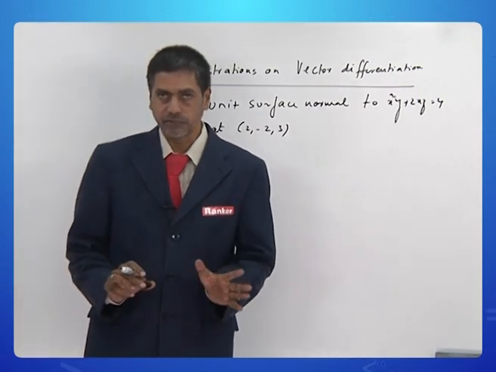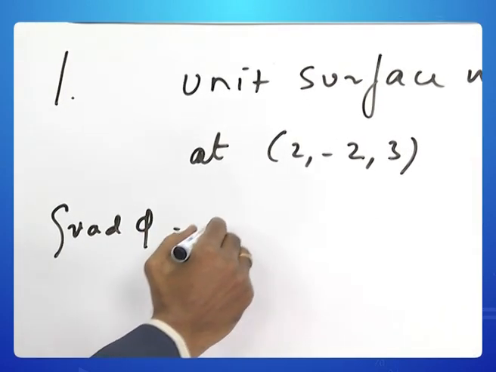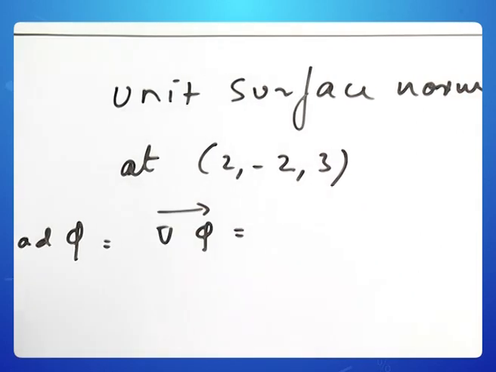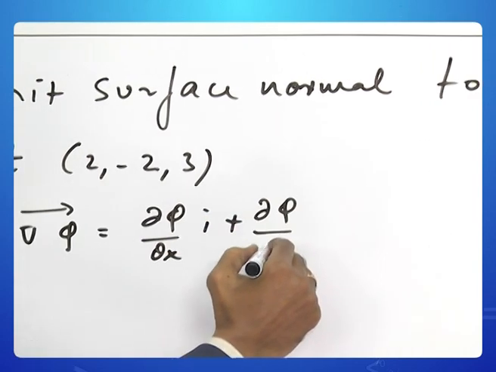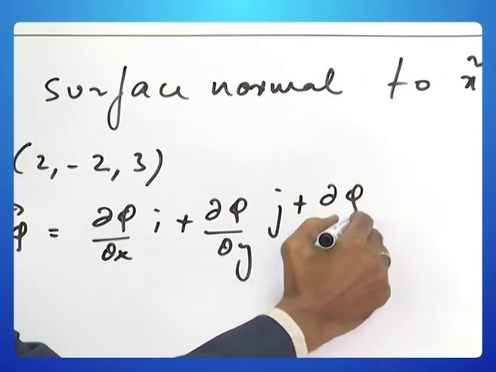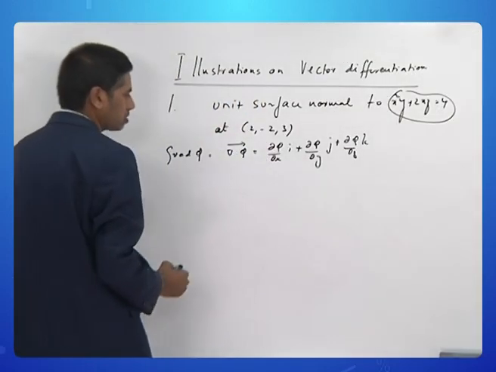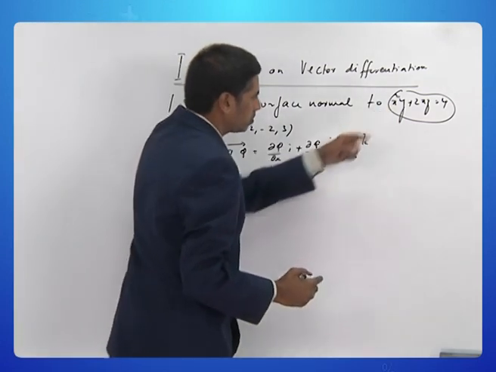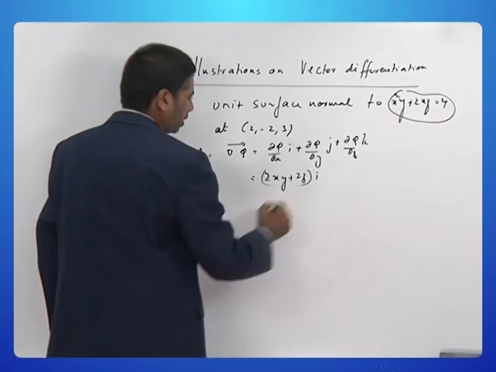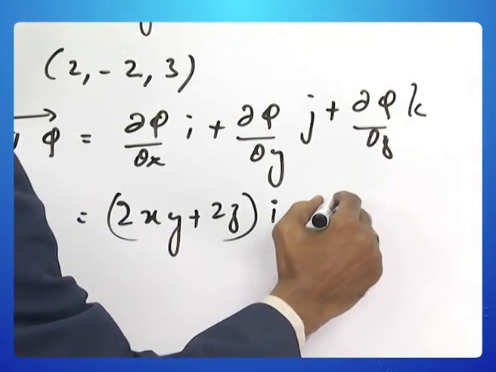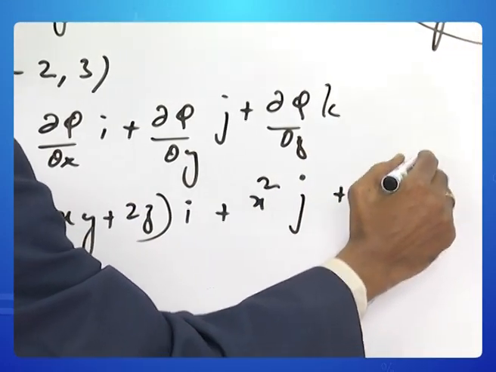Surface normal is given by the gradient vector. So first what we do is we'll find gradient of phi. This is nothing but del phi, which is dou phi by dou x into i plus dou phi by dou y into j plus dou phi by dou z into k. So this is the given scalar potential for the surface. So let us differentiate this partially with respect to x. You get 2xy plus 2z times i. Dou phi by dou y is only x squared j. Dou phi by dou z is 2x k.